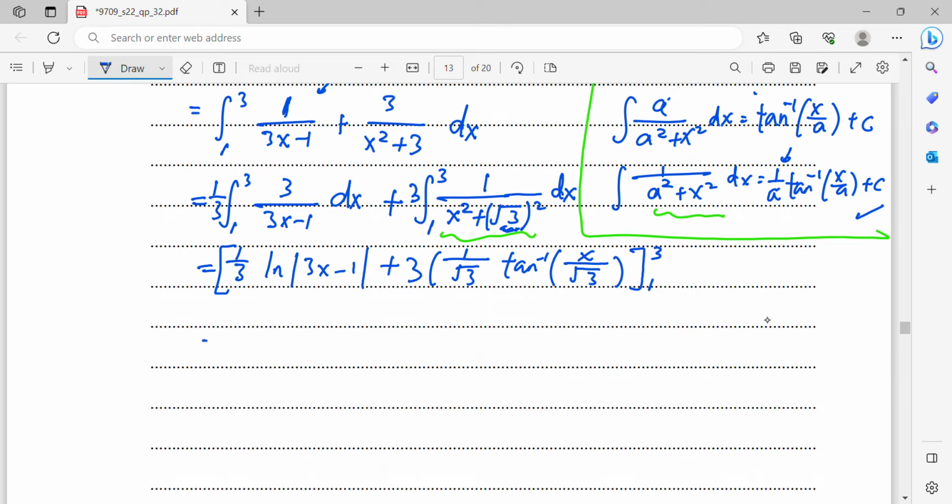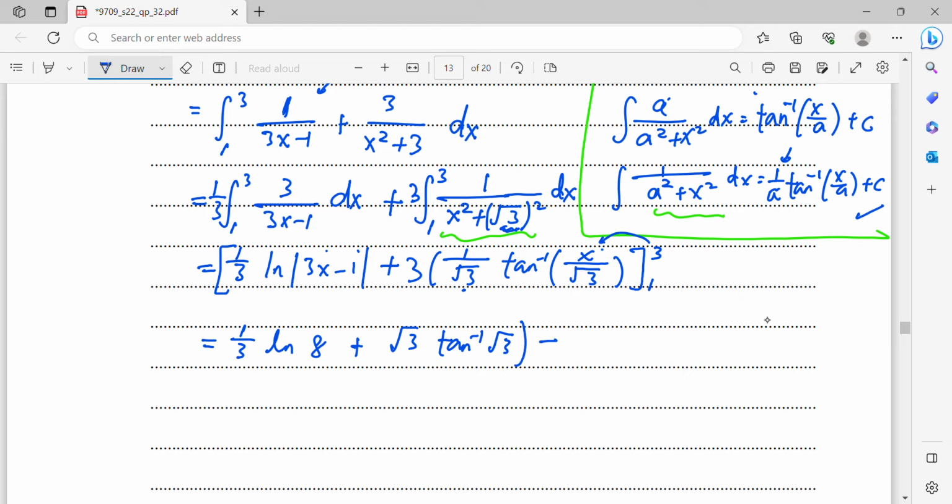Okay, so next is just to replace the x values. Firstly, we replace the x by 3. So 3 times 3 is 9. 9 minus 1 becomes 8. Plus, okay, here 3 times 1 over root 3, you can just simplify to square root 3. Then inverse tangent, again 3 over square root 3 here. Right, 3 over square root 3 is square root 3.